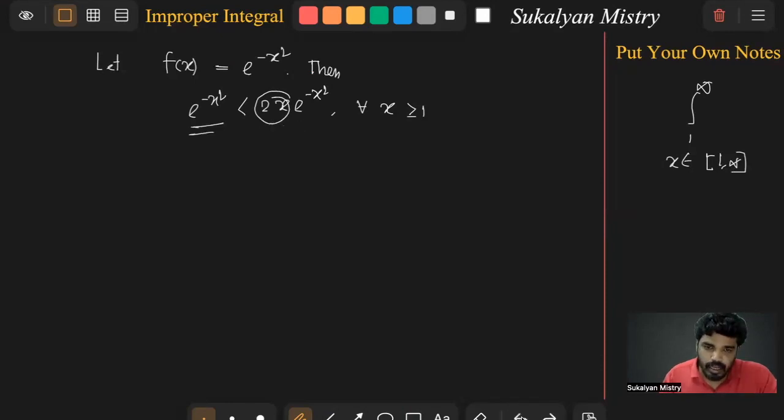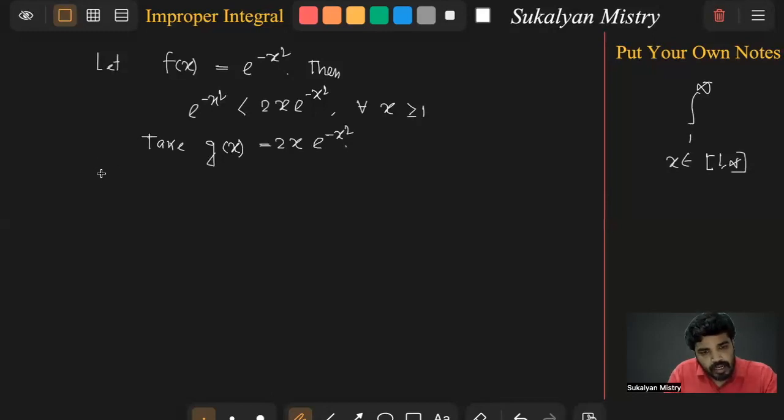ঠিক, so we consider this is gx. So let us take gx is equal to 2x e to the power minus x square. Then what do we get? Then fx is less than gx. Okay, for all x greater than or equal to 1.